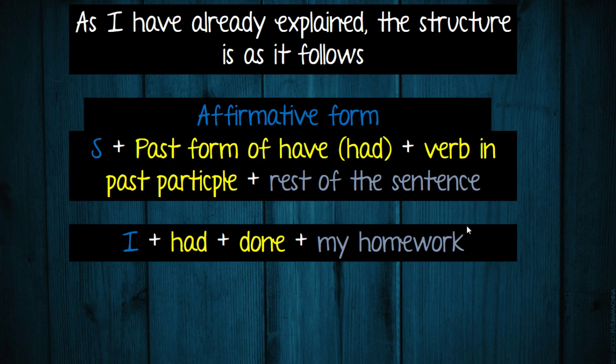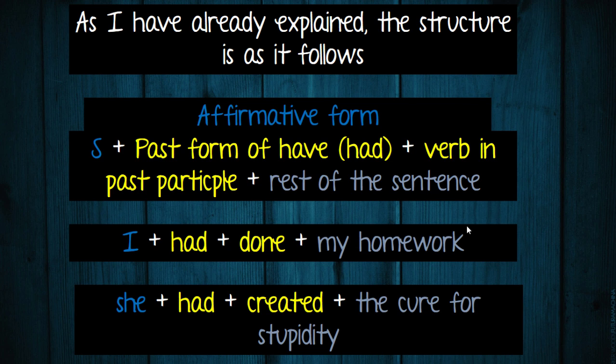¿Ya? I had done my homework. Yo había hecho mi tarea. She had created the cure for stupidity. Ella había creado la cura para la estupidez. Si fuera esto presente perfecto, no sería había, sino que sería ha creado, ha hecho. ¿Ya? Perfect.